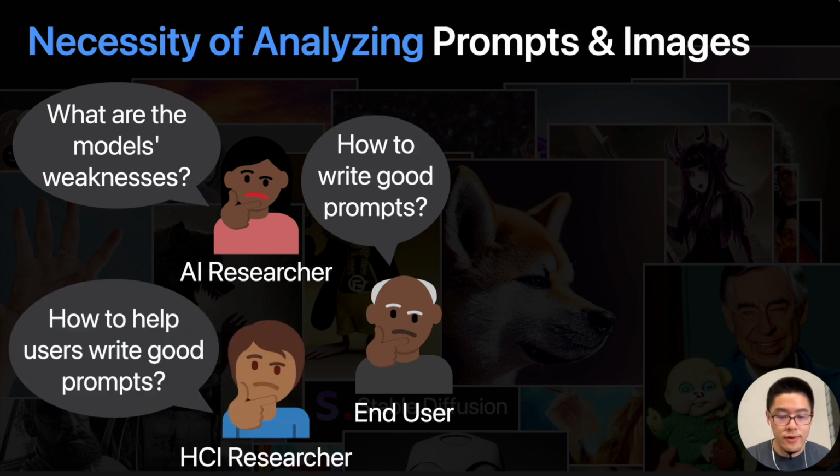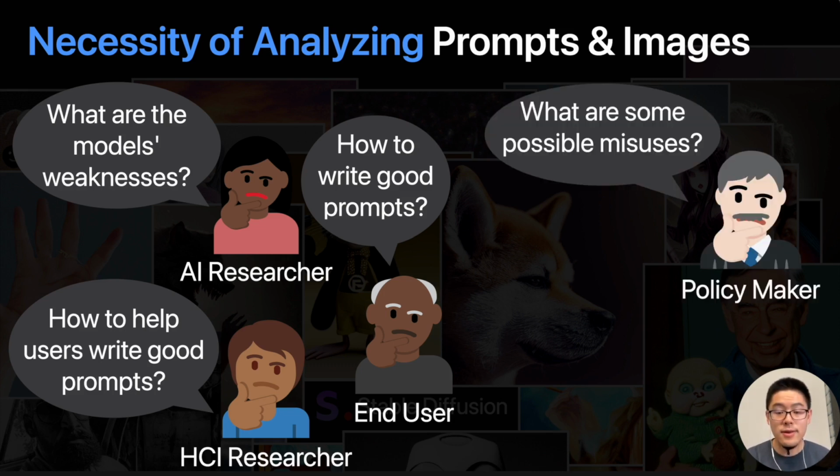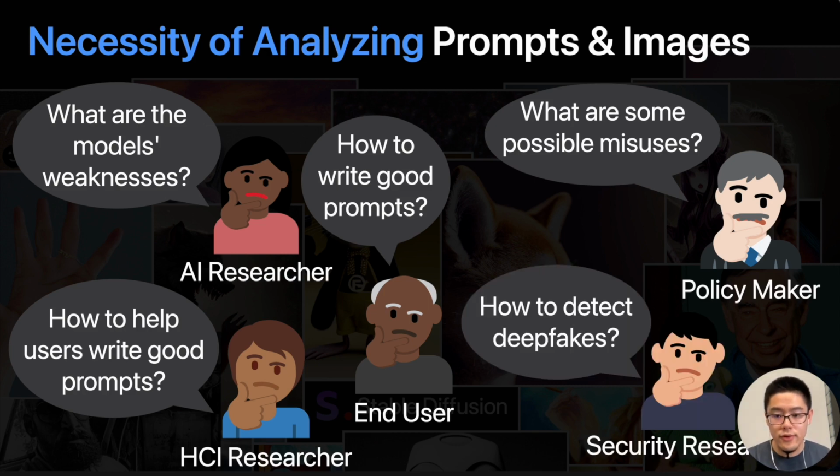Human-computer interaction researchers also want to see how to write good prompts, so they can help build tool interfaces that help users write good prompts. For policymakers, because the technology is still very nascent, people want to analyze the existing prompts and images to see possible misuse, so they can introduce policies to regulate the use of generative models. Security researchers can also use the images generated by users to train a model to detect deepfakes, classifying real images versus images generated by AI models.